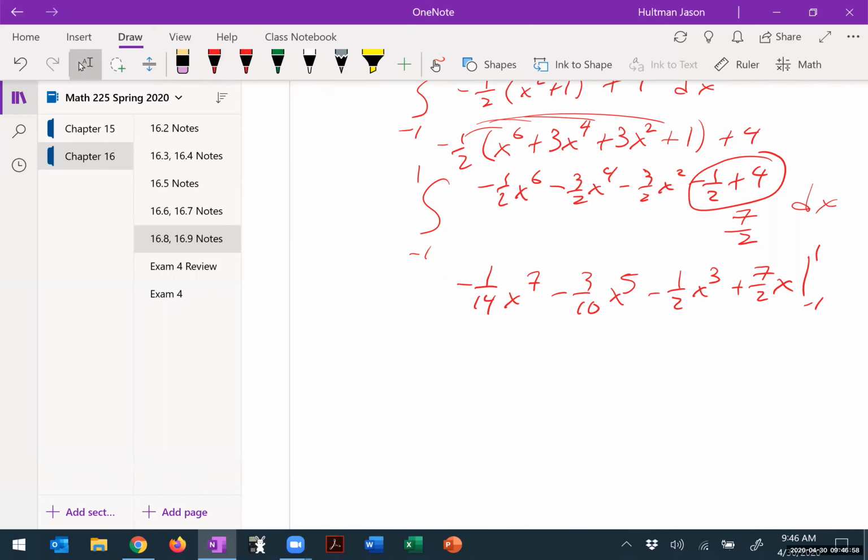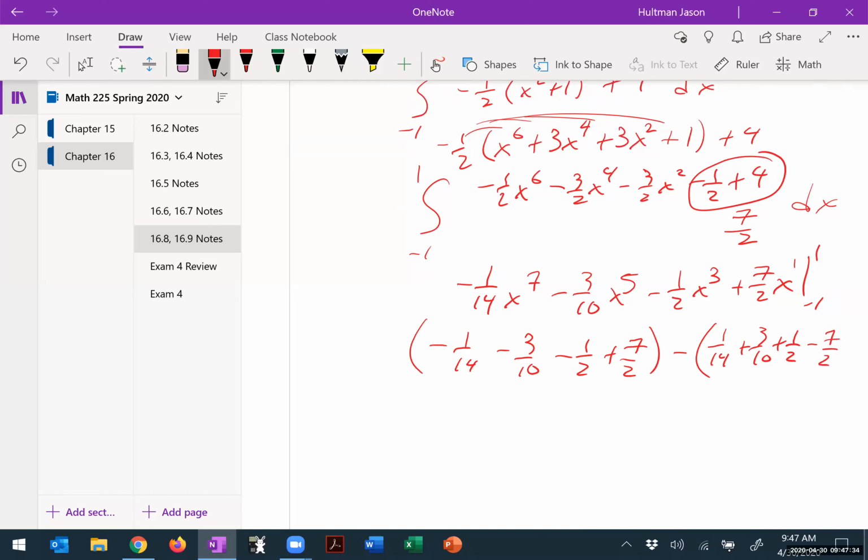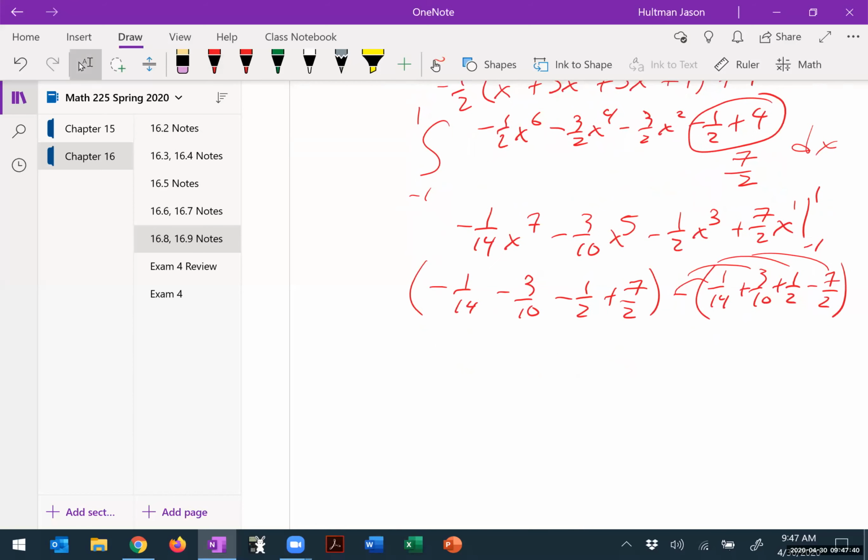Okay, so let's plug in our 1 first. That becomes negative 1/14 minus 3/10 minus 1/2 plus 7/2. Minus, okay, plug in the negative 1. All of these are odd powers. Even the last one is an odd power. So all the signs are going to change. So this is going to become 1/14 plus 3/10 plus 1/2 minus 7/2. But if I distribute the negative, all the signs stay the same. So we did a negative of a negative.